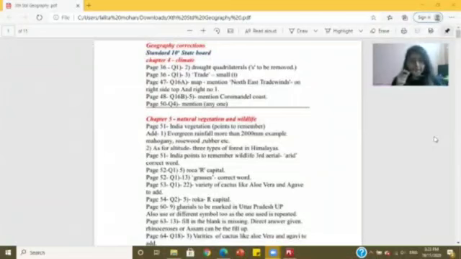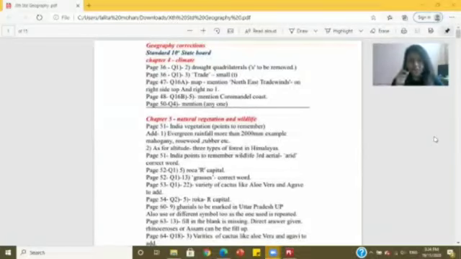Page 51, India points to remember wildlife. The third one mentioned is aerial. It has to be replaced with arid. The correct word is arid. Page 52, question 1, 5. Roca with capital R. Page 52, question 1, 13. Grasses will be the correct word.